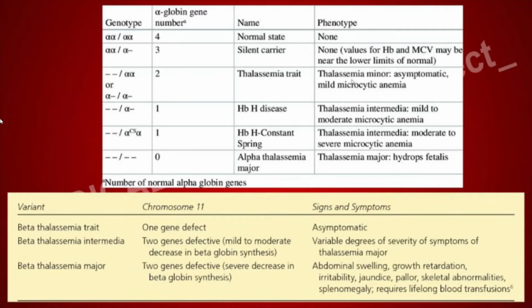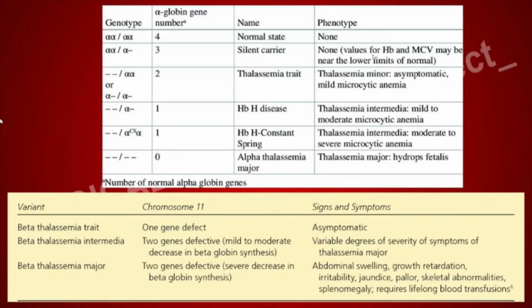Now, a very important concept regarding thalassemia, alpha thalassemia and beta thalassemia. Remember, on the 16th chromosome, 4 alpha globin genes are present normally. So if all 4 are present, then it is the normal state. If only 3 are present and 1 is absent, then the patient is a silent carrier, almost asymptomatic.